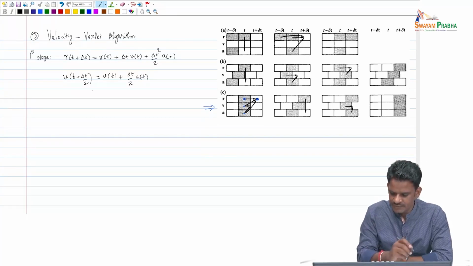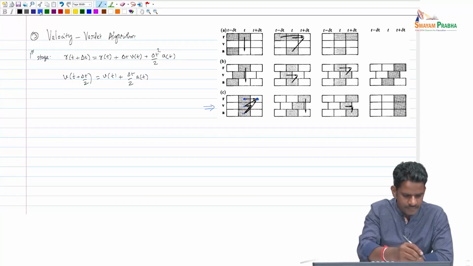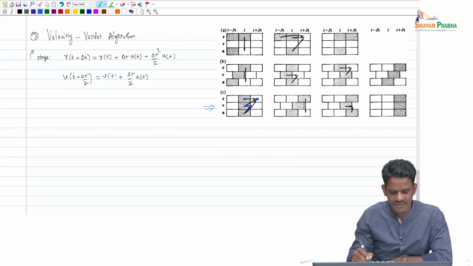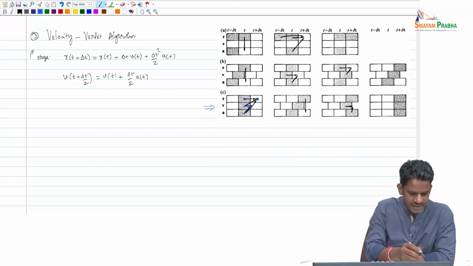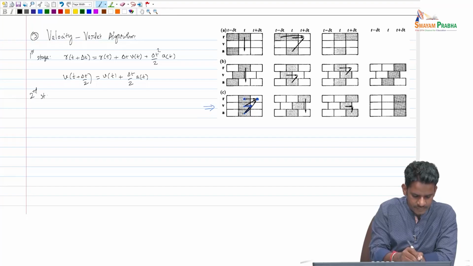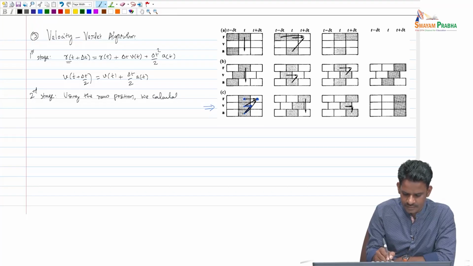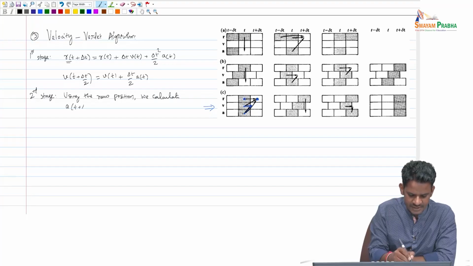So, this mid step velocity calculation is shown here by this small arrow, where we use the current velocity v at t and the current acceleration a of t. Using these two, we calculate v at t plus delta t by 2, that is a mid step velocity. And then in the second stage, now that we have got the new position, using the new position, we calculate a of t plus delta t.